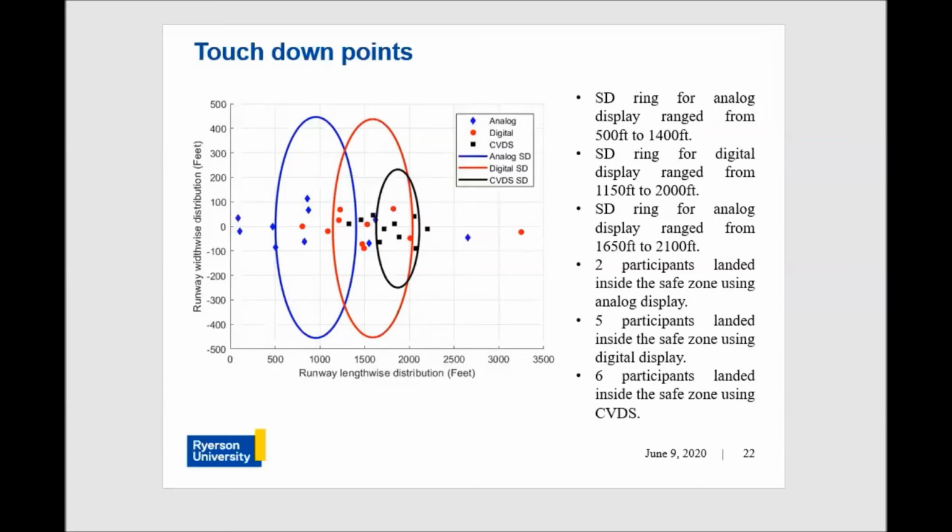And also the standard deviation range of analog and digital displays was comparatively high, which was not observed in the case of CVDS displays, because the standard deviation ring exactly coincided with the safe landing zone, which goes to prove that participants were able to land within the safe landing zone following the three-dimensional waypoints.